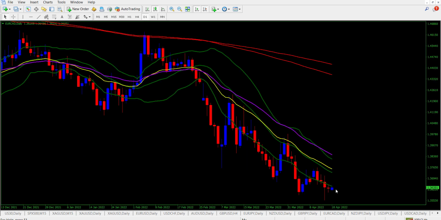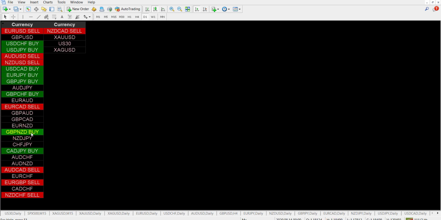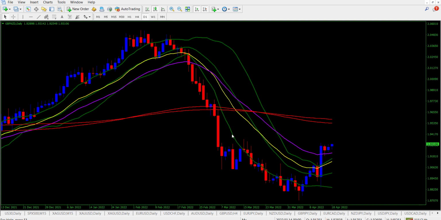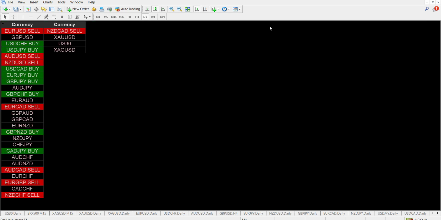EURGBP. EURGBP is creating a support zone here, and the previous day bars are also not good. It is a rejection bar, so I will also ignore this pair. Pound New Zealand, the overall trend is down, all the moving averages are down, so I will just ignore this pair because my secret market scanner is saying buy, but it is against my system rules, so I will just ignore this pair.